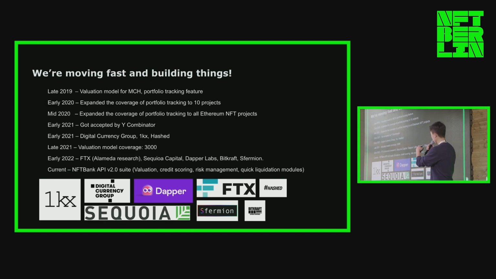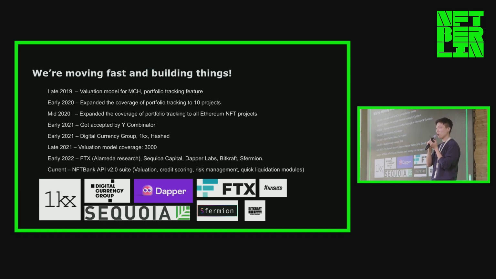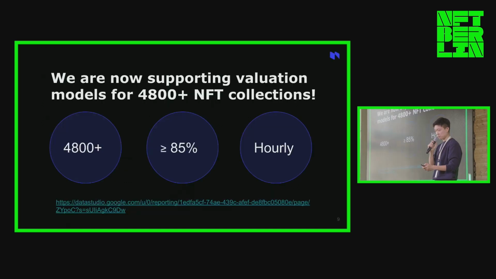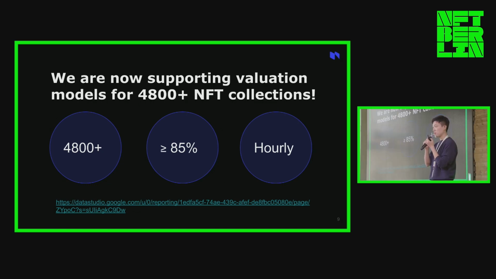Currently we are working on the NFTBank API 2.0 suite. We are providing a valuation model, credit rating score, risk models, and other quick liquidation modules for NFT financial products and services. We are now supporting more than 5,000 different NFT collections with valuation models, and the accuracy of our model is 55%. If you go to this link, you can see the online tested results and backtesting results as well. We are serving these estimates hourly, but it's going to be real time soon.